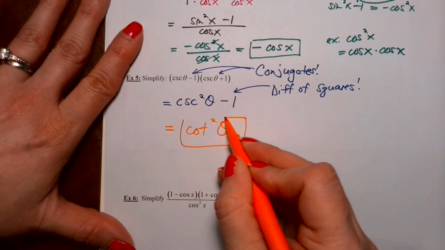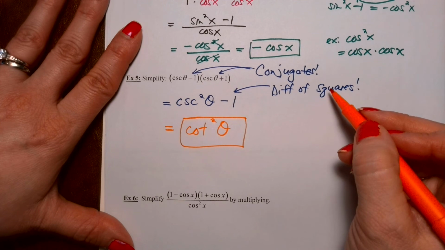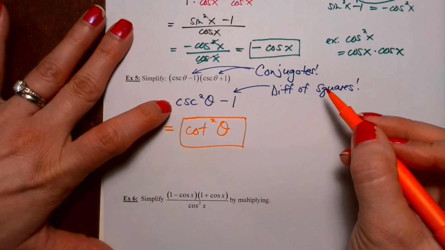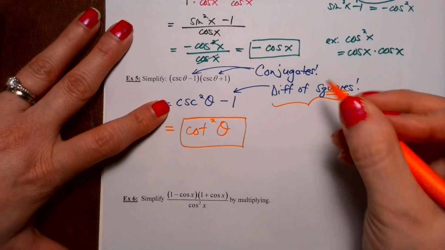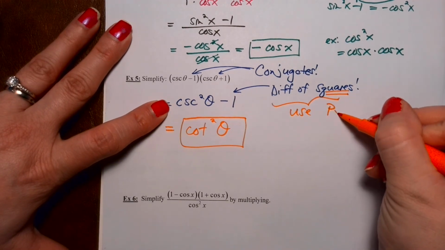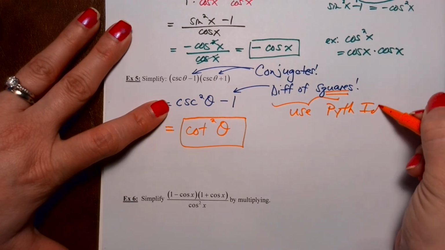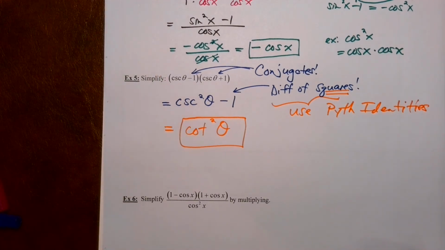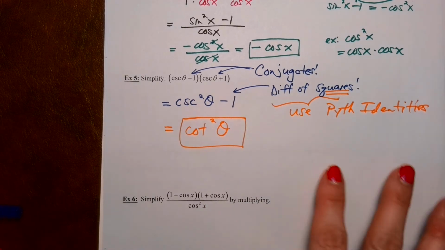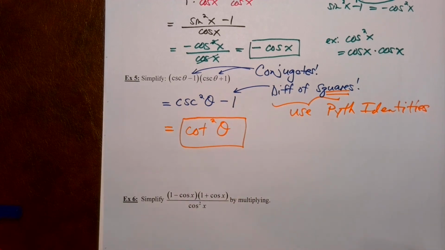Okay, this is the power of conjugates. Conjugates make difference of squares. Difference of squares, we use the Pythagorean identities. Once you get familiar with these techniques, they'll come to mind more quickly, and then you'll know what to do. And the only way to get good is to get a lot of experience trying different problems.